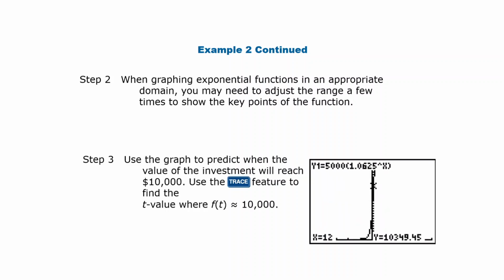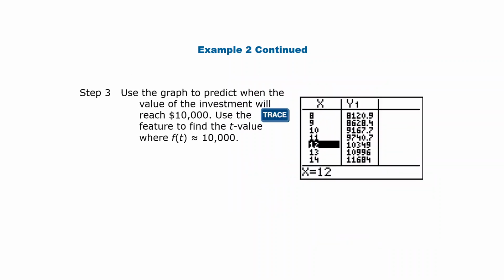So step 3 then, you're going to use your graph to predict when the value of the investment will reach 10,000. And the way you can do that is use the trace feature to find the t value where f of t equals 10,000. And remember, it's the t value for time, but we're going to be calling it x on your calculator. So we could just use that trace feature until you get to where you see y is equal to close to 10,000. All right, so here's just another picture of that. Use your trace feature to find it, and when you're in the table, you could also find it that way.